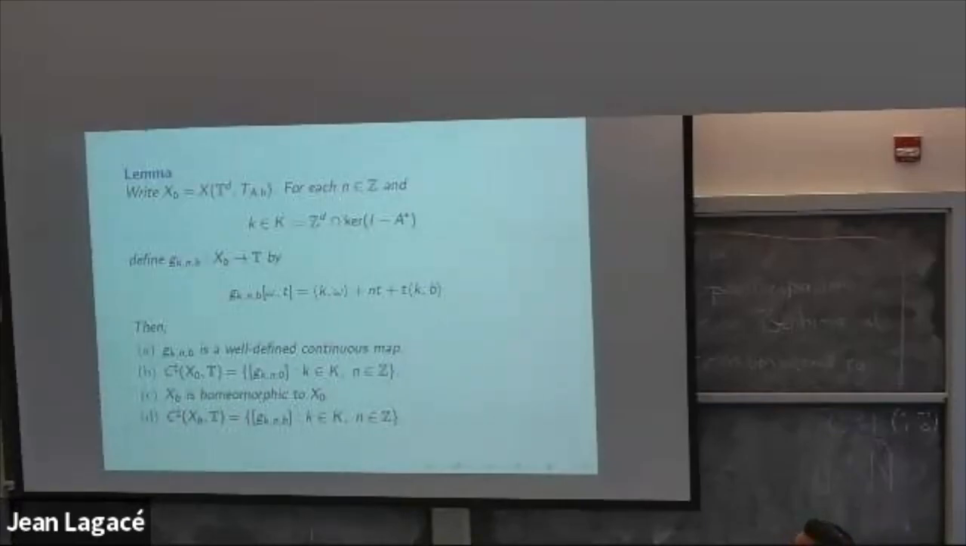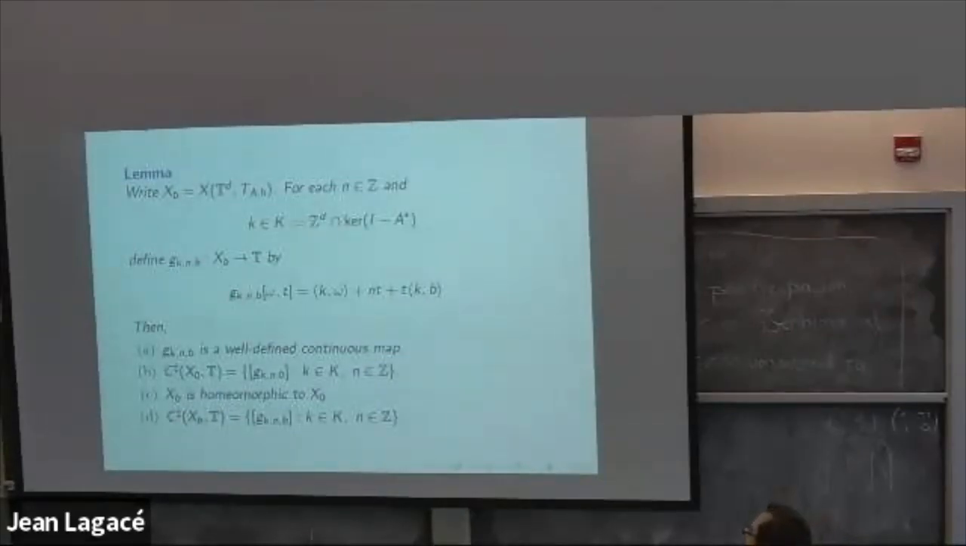All right, so you take the suspension and you define this map here. And the map takes the form k·omega plus n·t plus t times k·b. B comes from the map. The k is determined just as discussed before. It's an element of this Z^d intersected with the kernel of 1 minus A star. And n is an integer. Okay, so this is how we determine k, n, and b. And with this, you can define a map on the suspension into the circle.